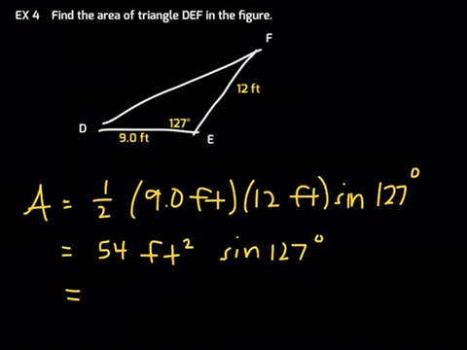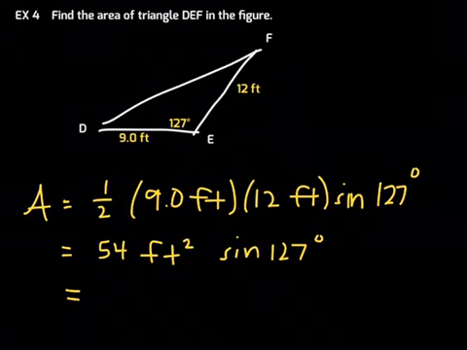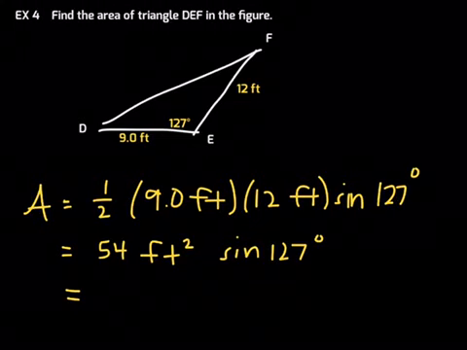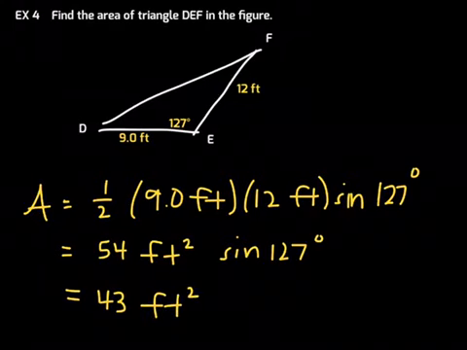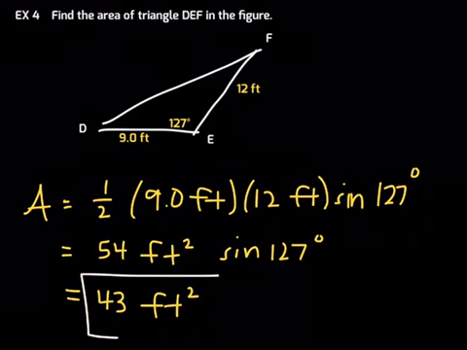Okay, so rounded to the nearest square foot, that is going to be 43 square feet. Don't forget squared, okay? Square footage, because we're finding the area of the triangle. Isn't that pretty cool, you guys? Awesome.